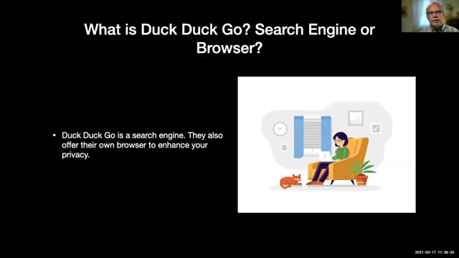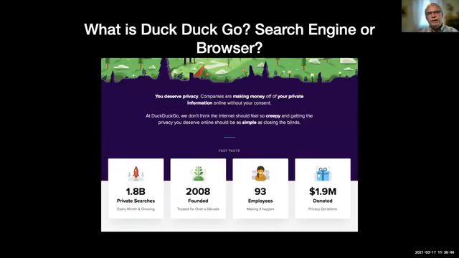So DuckDuckGo is a search engine that offers their own browser, and they also offer add-in extensions for some existing browsers. DuckDuckGo provides privacy. You can see from the numbers here that they have been around for 12 years and are close to 2 billion searches each and every month.